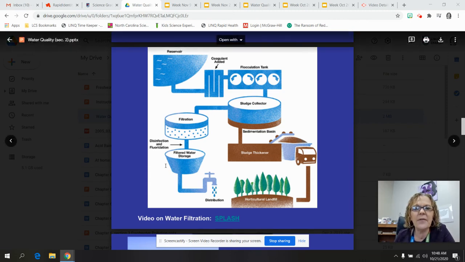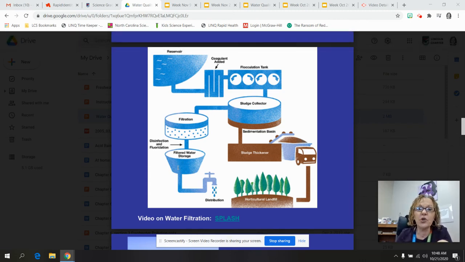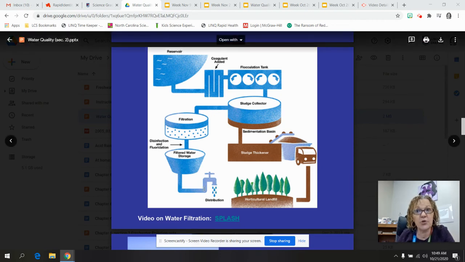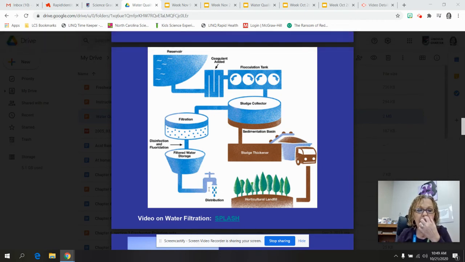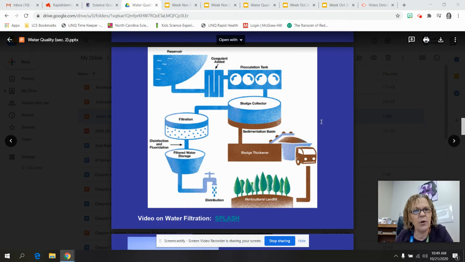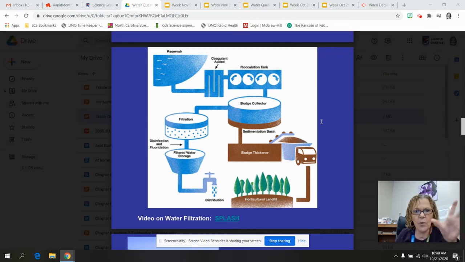And then they put the filtered water in storage in a water tank, which you probably see all over big cities. You'll see these huge water tanks. That is filtered water that's ready to go out to the residents. It's filtered, it's clean, and it's ready to go. And then it's distributed, as you can see in the faucet. So make sure you watch that video. I've put it on the weekly planner.